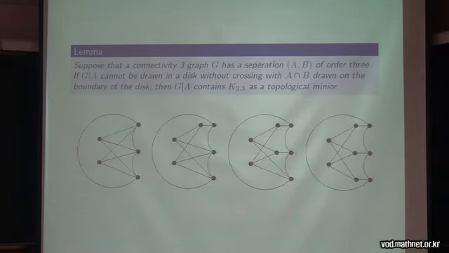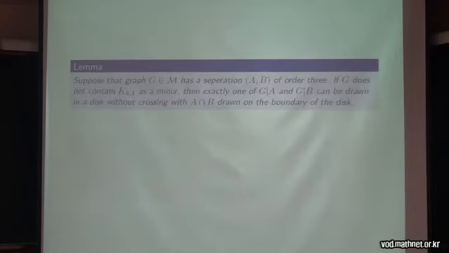So I said that we want a T-shallow argument. So because of that, I want to avoid K34 as a minor. Right? If G restrict A and G restrict B have K23 as a topological minor simultaneously, it means K34 is a minor of G. So because of that, I want to avoid K34 as a minor. So after this presentation, from now, I will eliminate K34 as a minor from G.